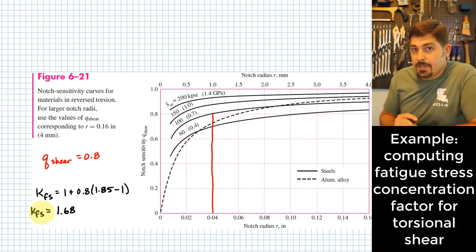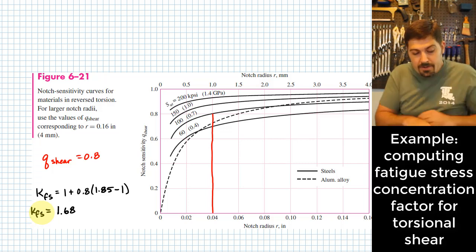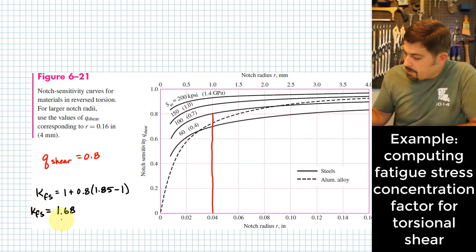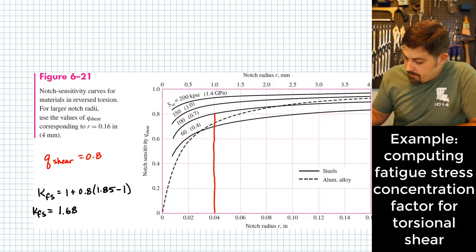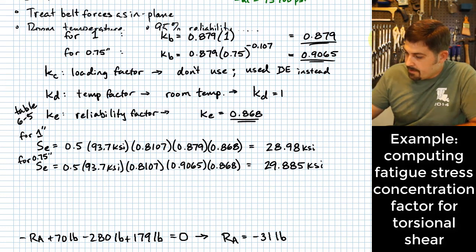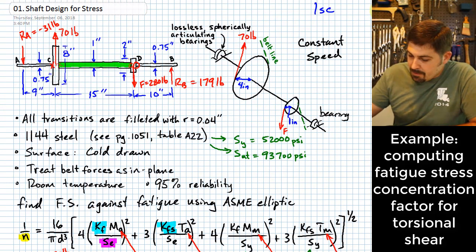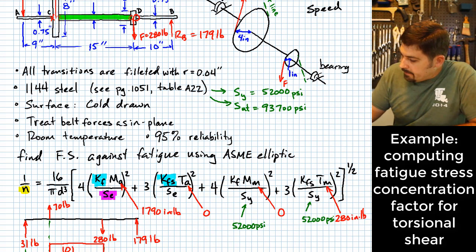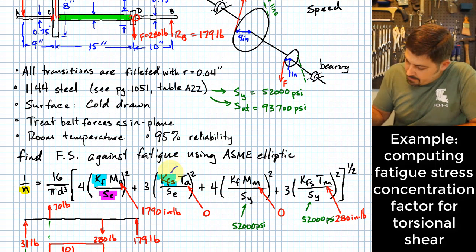And that's our fatigue stress concentration factor for the case of torsion. So 1.68. Now that we have that, let me make a note of that way up here where I've been showing this equation. We've been building this equation up, right? So we put that in for K sub Fs right here. That would be 1.68.